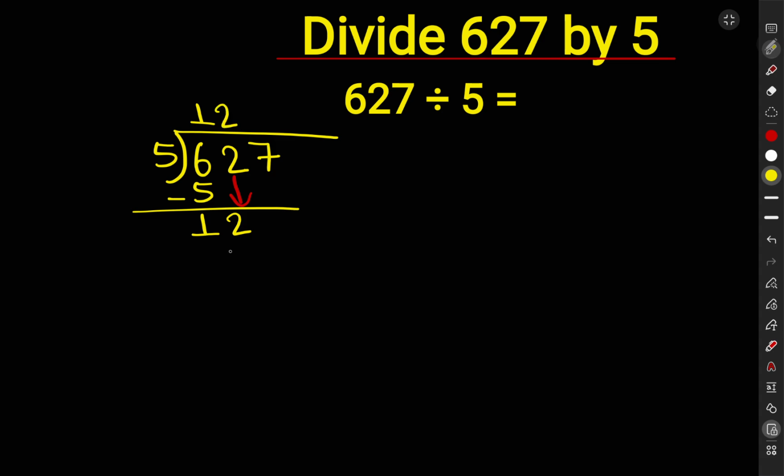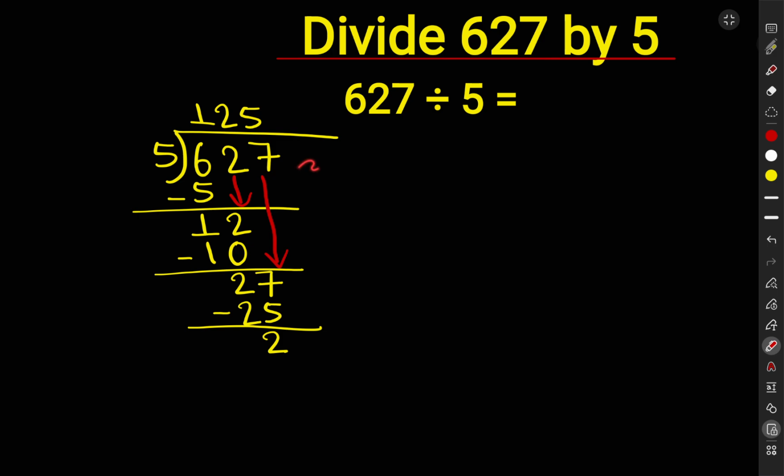5 times 2 is 10. On subtracting we get 2. So again we put down the 7 and it is 27. 5 times 5 is 25. On subtracting we get 2.